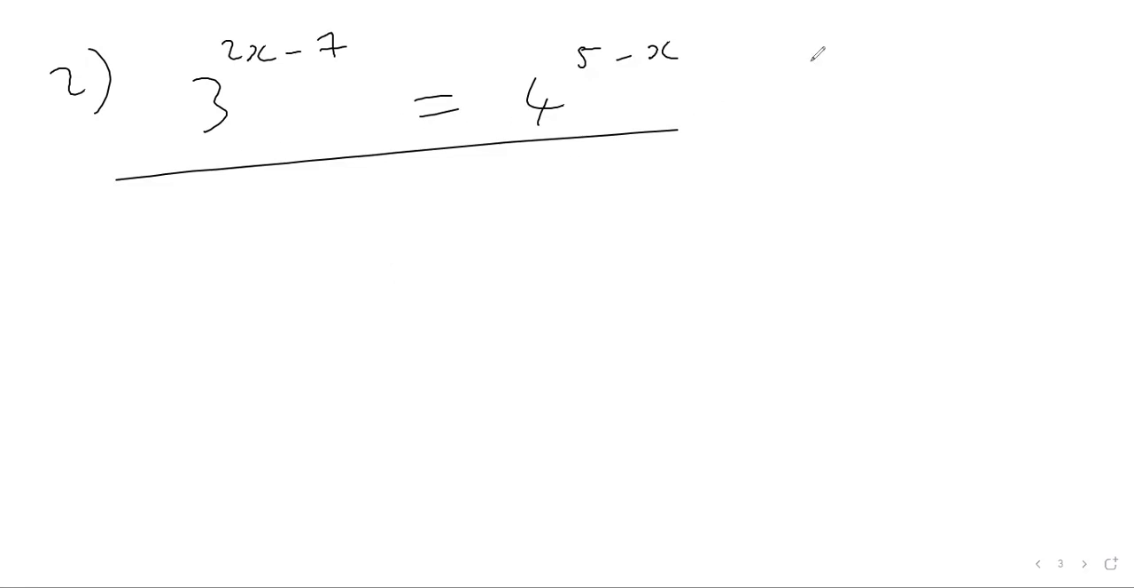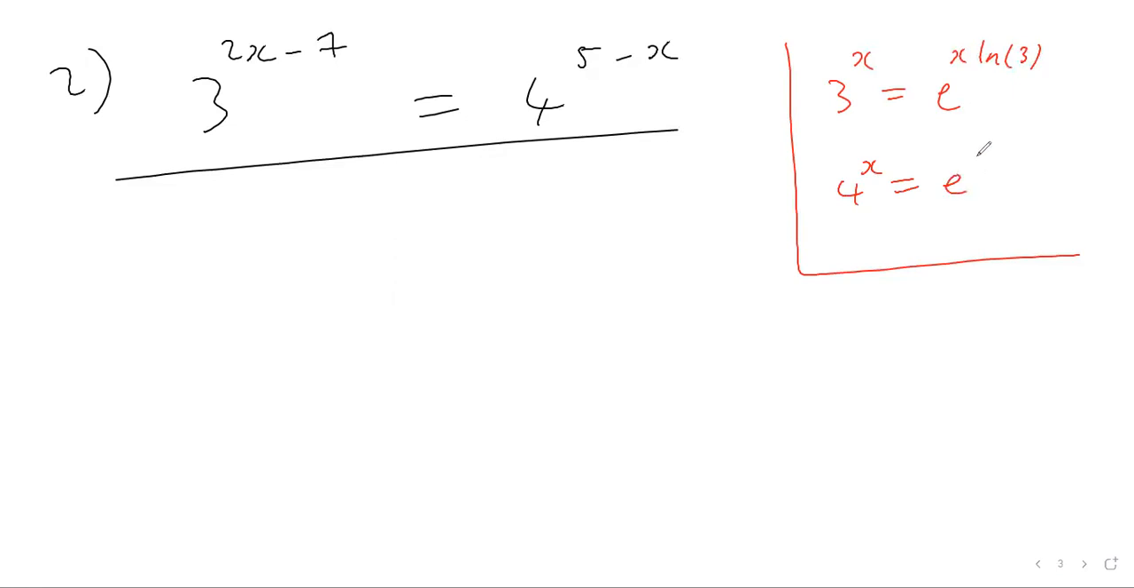So remember in yesterday's video that we said that 3 to the power of x is exactly the same as e to the power of x times ln 3. And remember that we said that 4 to the power of x is the same as e to the power of x times ln 4, using our conversions of some random base onto a base of e instead. So we're going to use that here. We're going to convert these bases of 3 and 4 into a base of e, so they've got the same base.